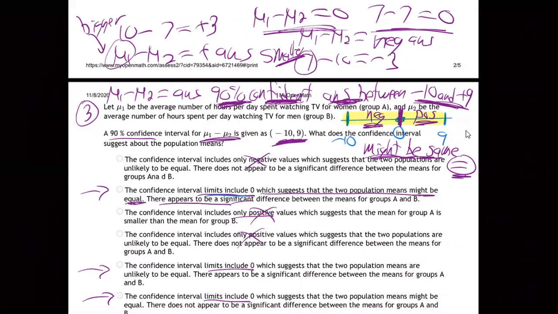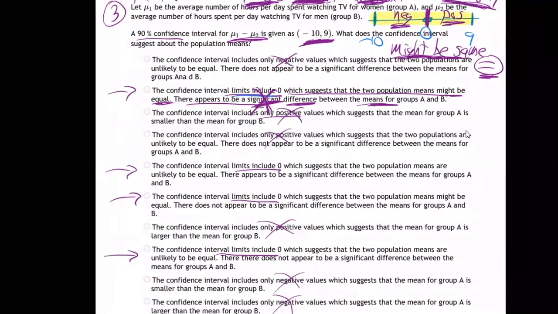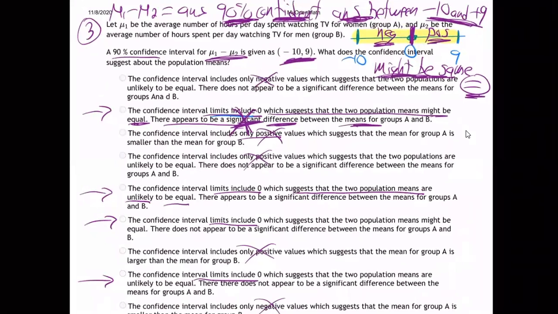There appears to be significant difference between the means. Is that true? Significant? No, that just wrecked that one. There's not a significant difference, right? They might be the same. No way. Let's read on. How about this one? Which the two population means are unlikely to be equal? No, they might be equal. No. So I'm putting in all kinds of little words that are wrong to make sure you really understand what is right. Let's go to the next, which suggests that the two populations might be equal.